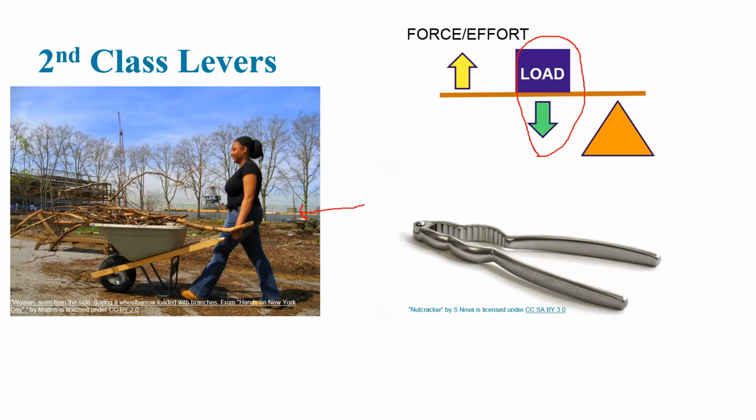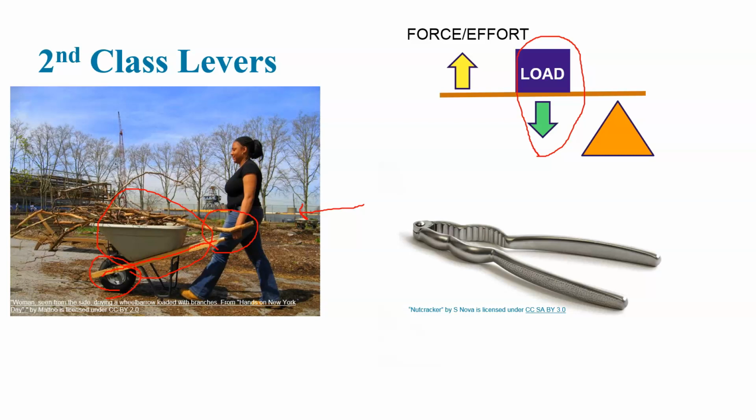In this image, an upward force or effort is applied at one end of a rigid object by this young lady. So here's our rigid object. She's able to lift a load located between the force and the fulcrum, which is represented by the wheel. Remember, fulcrum is a sciencey word for a pivot point. Here, again, the fulcrum is the wheel.